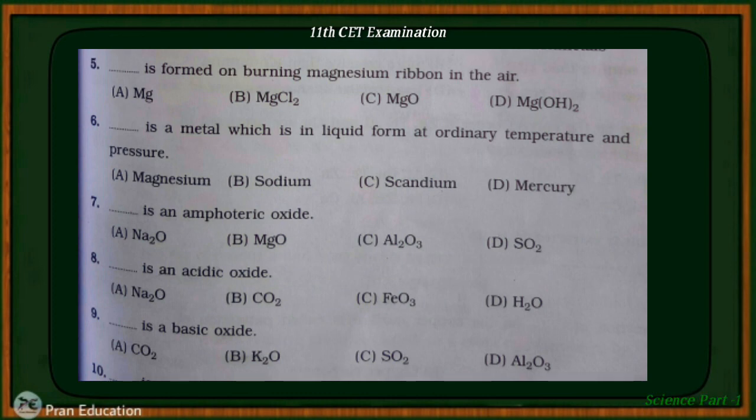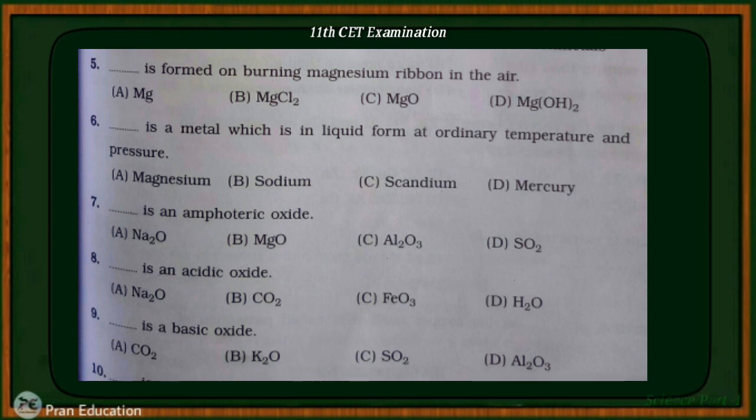Seventh, dash is an amphoteric oxide. Options: A. Na2O, B. MgO, C. Al2O3, D. SO2. The correct option is option C. Al2O3.